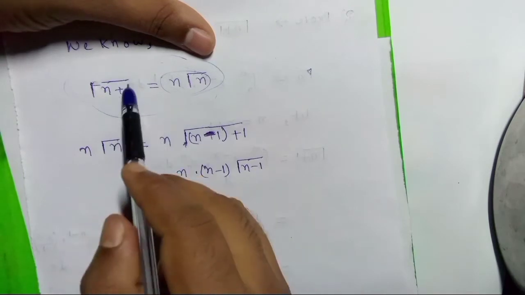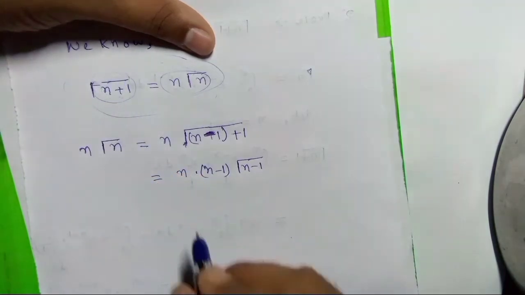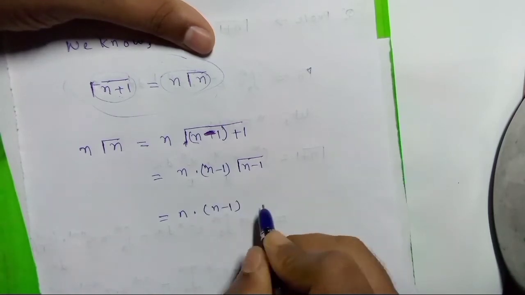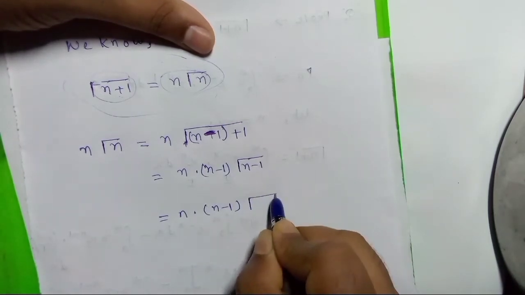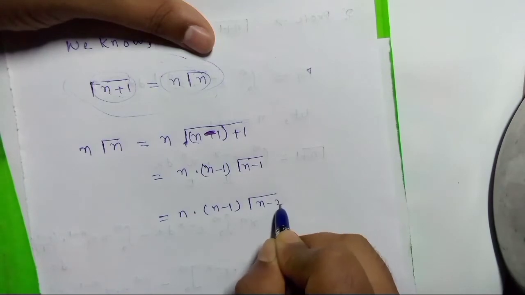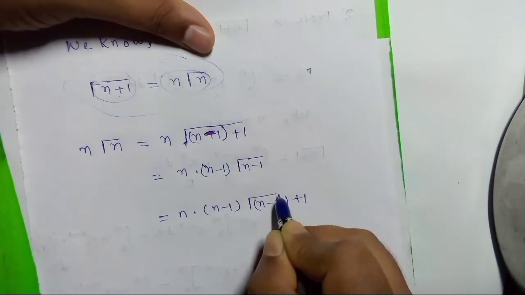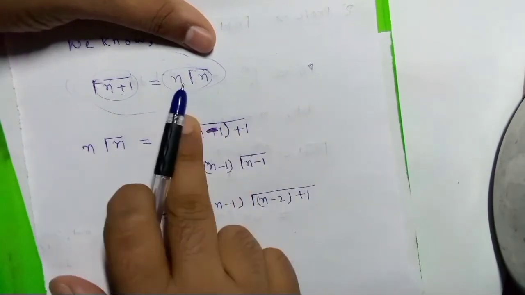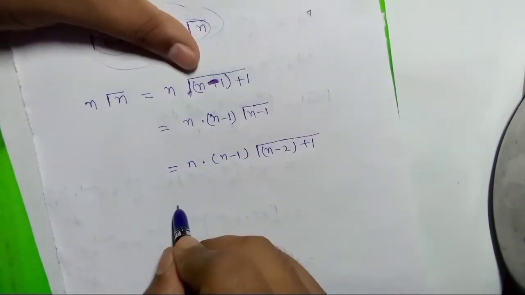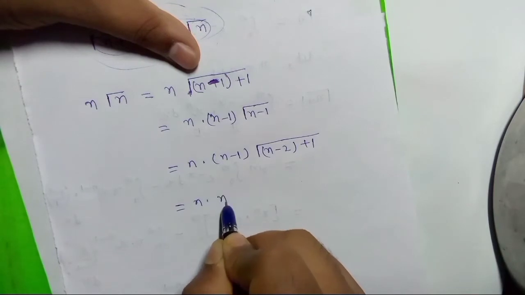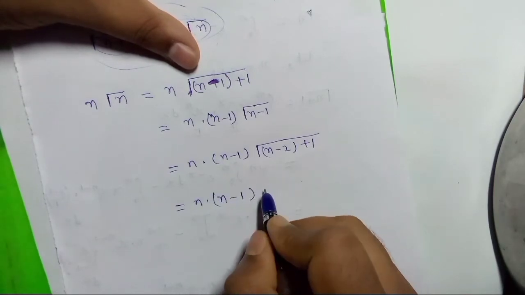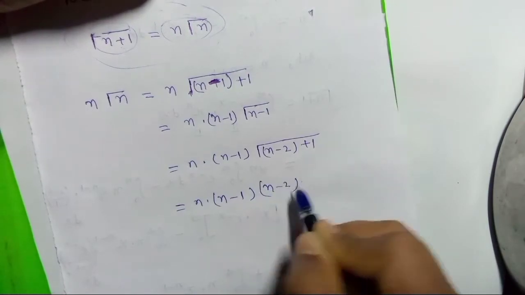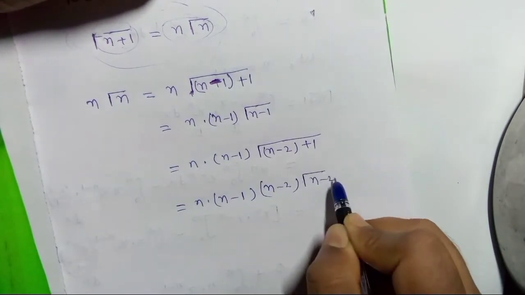Again we write with this type of form. So n into n minus 1 gamma of n minus 2 plus 1. Now we are able to apply this formula. So we get n into n minus 1 into n minus 2 gamma of n minus 2.